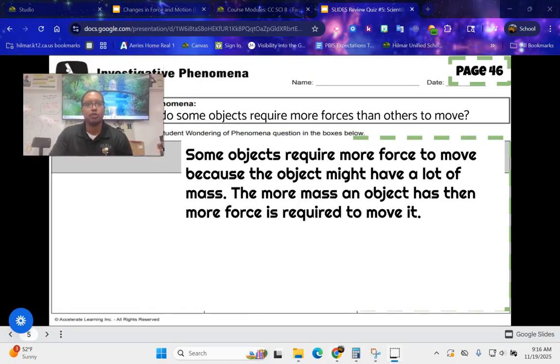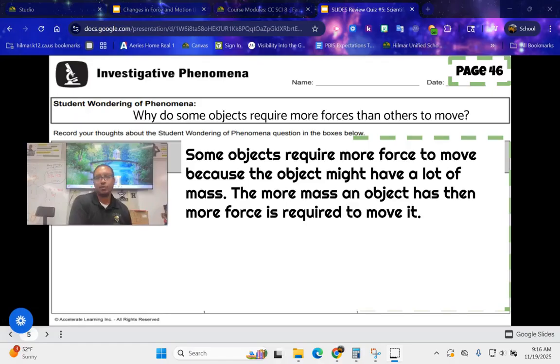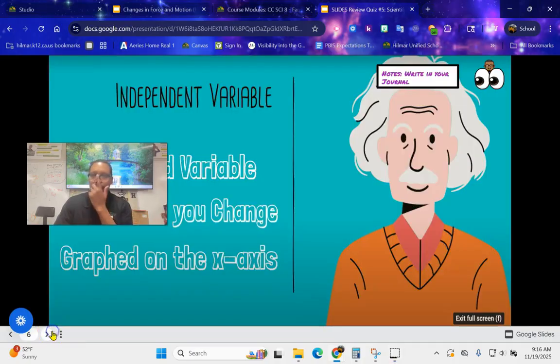And then also we talked about this question: why do some objects require more force than others to move? Some objects require more force to move because the object might have a lot of mass. The more mass an object has, then the more force it is required to move it. If you get to that last part, then we are good to go. And we talked about that yesterday.